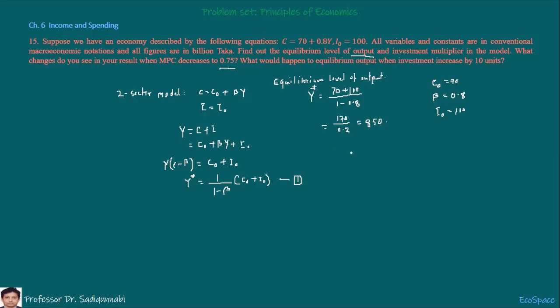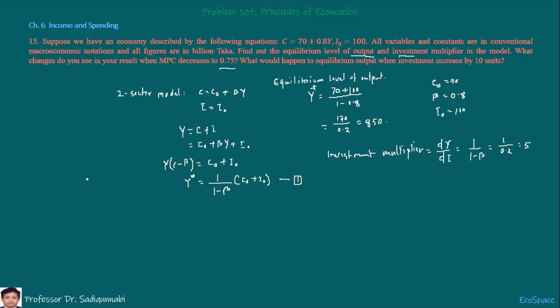And what is the investment multiplier? This is equal to dy by di, from equation 1, which is equal to 1 upon 1 minus beta, which is equal to 1 upon 0.2, which is equal to 5. So we have got investment multiplier 5.